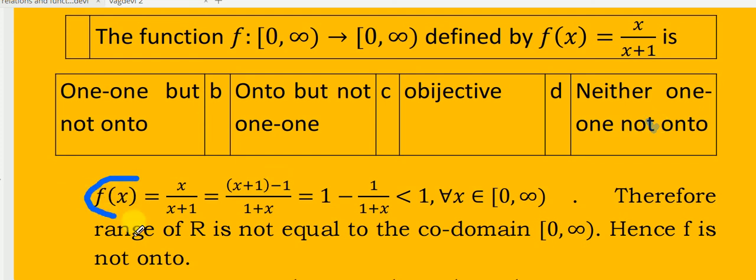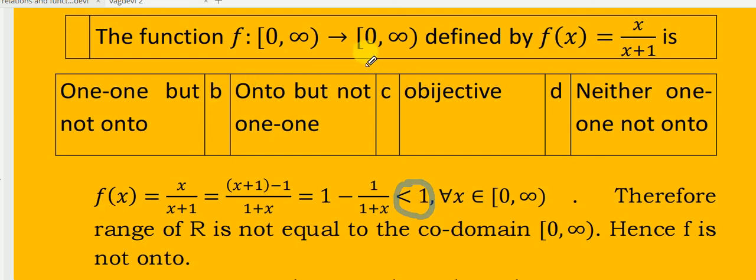So let us consider this function f of x is equal to x by x plus 1, which is equal to x plus 1 minus 1 by 1 plus x. I am writing this x as x plus 1 minus 1, so that when you divide this by 1 plus x, you will get 1 minus 1 by 1 plus x. So this is clearly less than 1 for all x belonging to this interval. If x is 1, it will be 1 minus 1 by 2, which is 1 by 2. When you give 0 here, it is 0. So clearly this is less than 1.